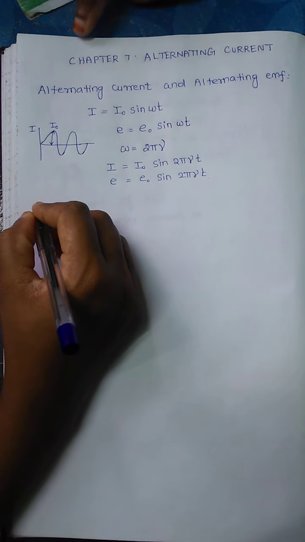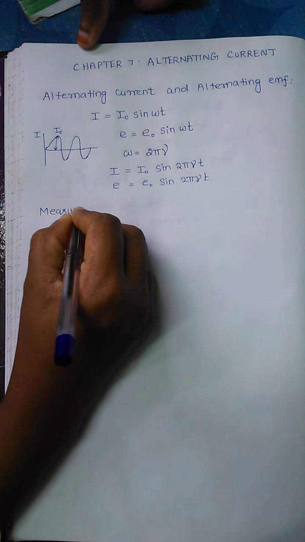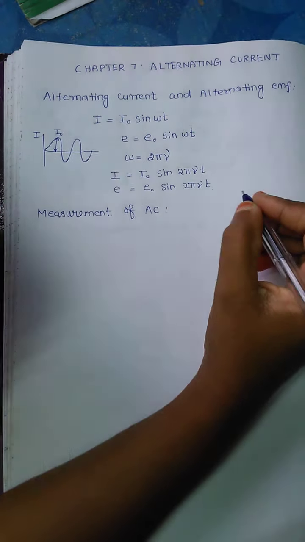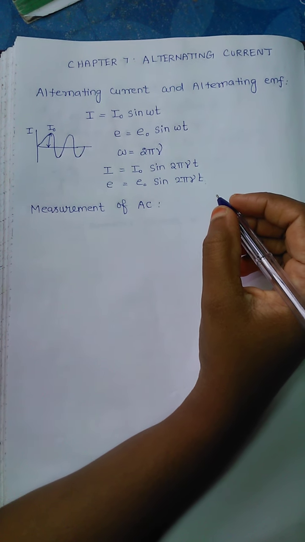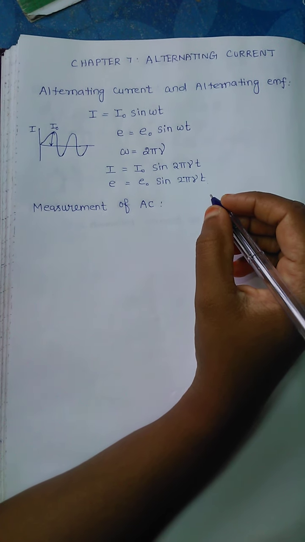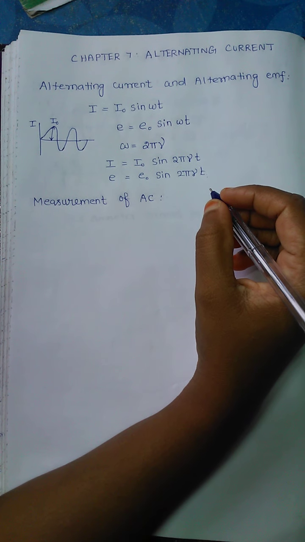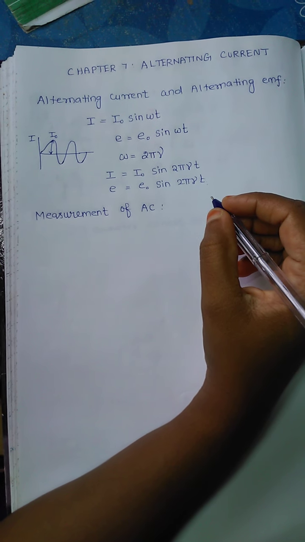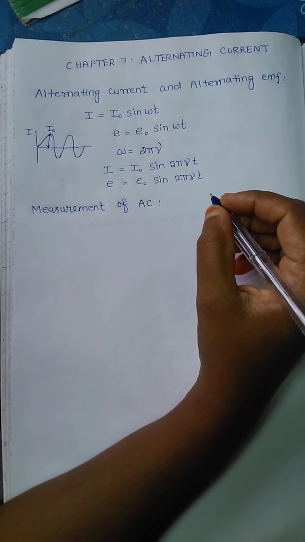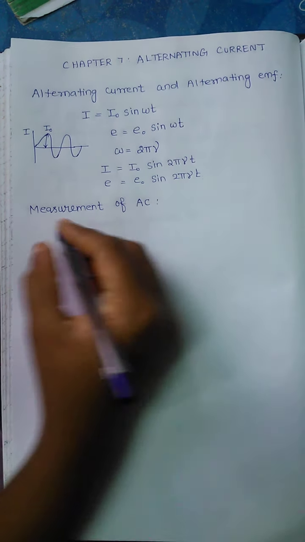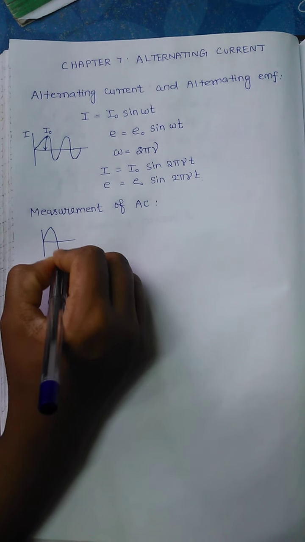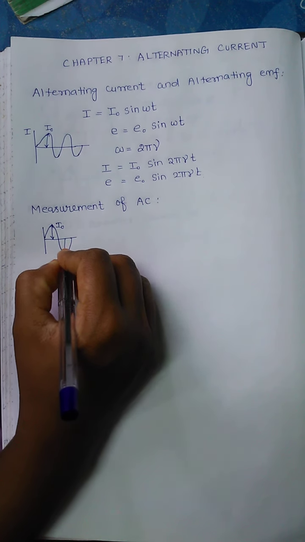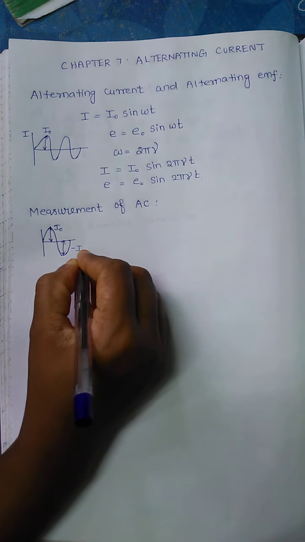Next we are going to see the measurement of alternating current. This alternating current cannot be measured by a DC ammeter. In our laboratory we use the ammeter to measure the current in the circuit, but a DC ammeter cannot be used for measuring AC, since the AC over one complete cycle is 0. Here the current is I naught in the positive cycle, and it is minus I naught in the negative cycle.